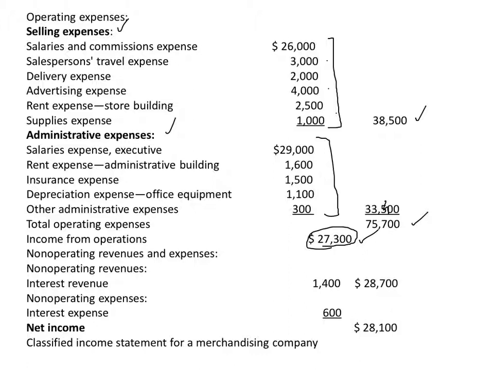Now we also earn some revenue in other areas, and we incur expenses in other areas, and we add and subtract those to come up. So you see, instead of just showing net income of $28,100, we segregate the net income we earn from operations from the net income we earn in other areas.